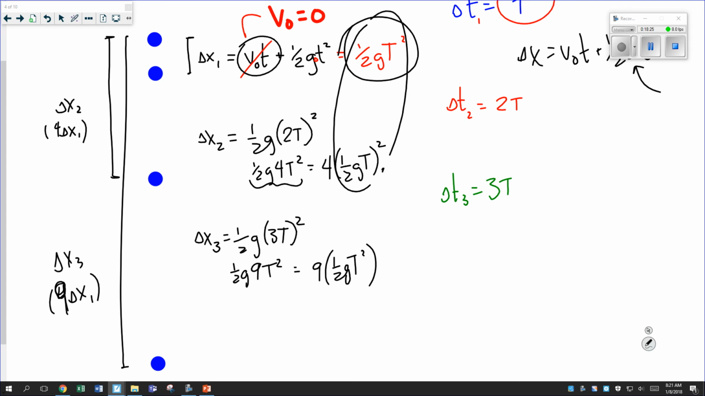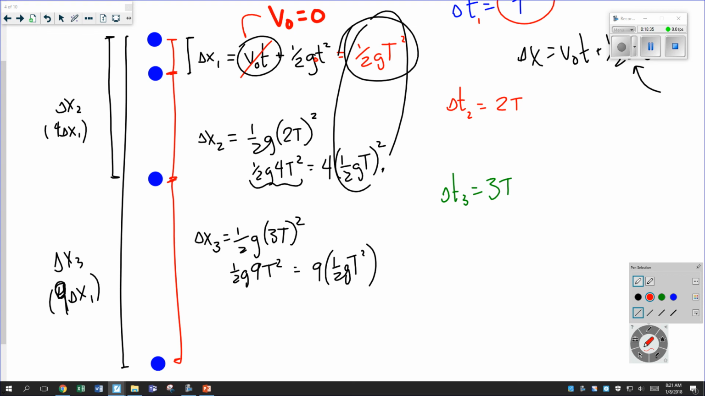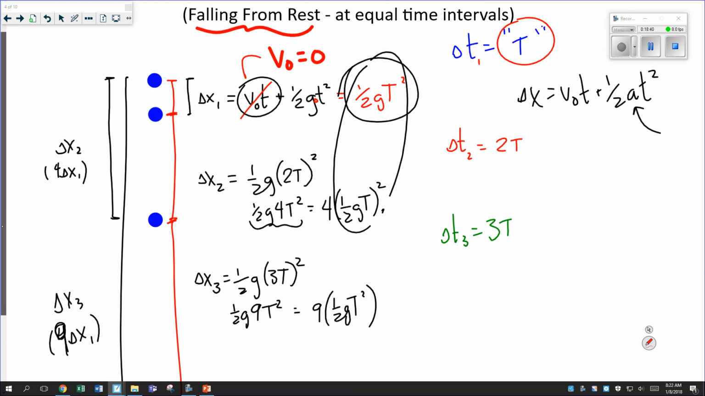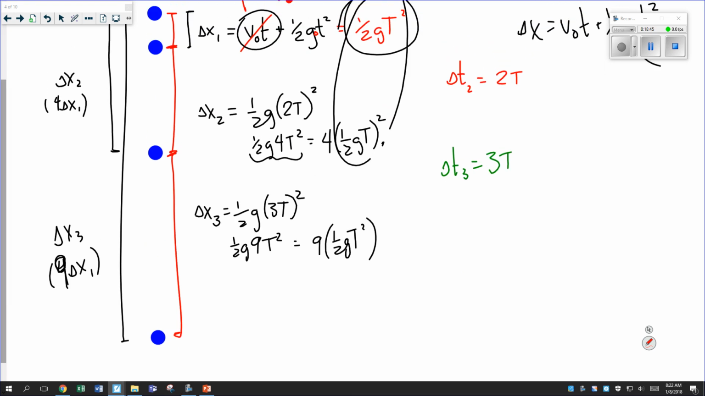So a couple things to notice, of course. From instant to instant, these individual distances get bigger and bigger and bigger because this thing speeds up. But because of the relationship between how far this thing goes and how long it falls for, that relationship between delta x and t, we can actually predict very reliably how much farther this thing falls during any additional time interval.